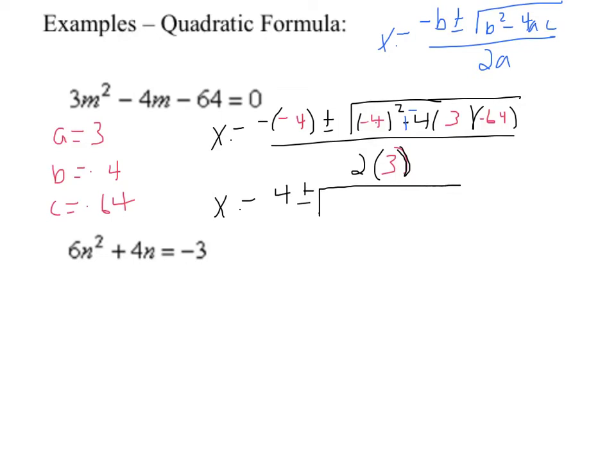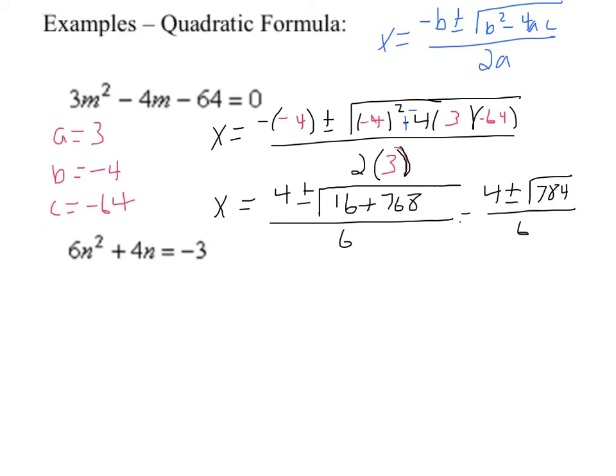So negative 4 squared, remember it's quantity squared, so it's negative 4 times negative 4, which gives us 16. And our second number, negative 4 times 3 times negative 64, is equal to a positive 768, all over 6, which equals 4 plus or minus root of 784 when we add them together, all over 6. And we can actually root that number, believe it or not, and it's 28.